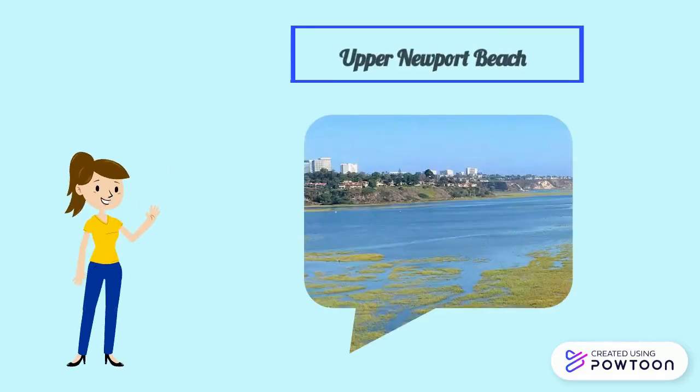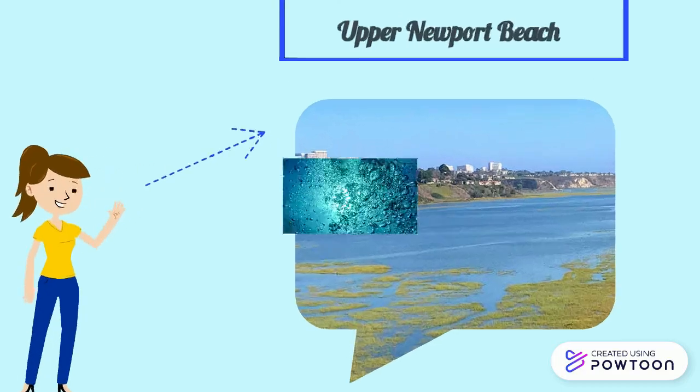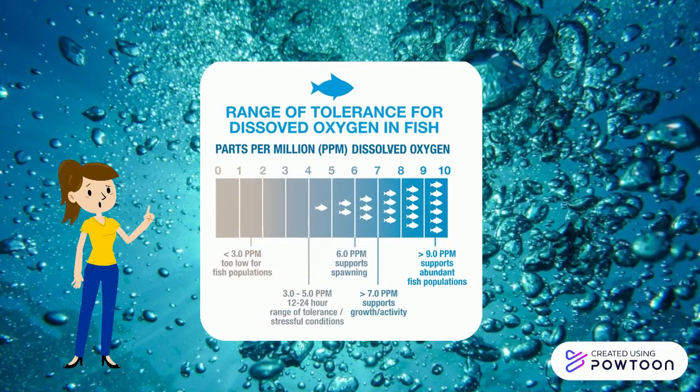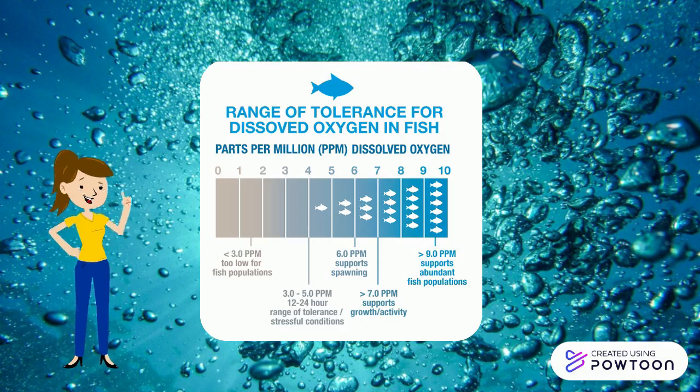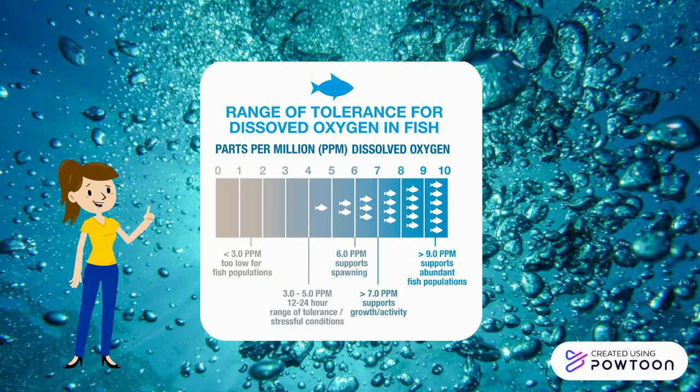So let's dive deeper into the effects of eutrophication in real life at Upper Newport Beach in California. Oxygen is one of the most important components of life in marine ecosystems. Relatively all marine life relies on dissolved oxygen to survive, and when this supply depletes, it can result in stressful or lethal repercussions on aquatic organisms.